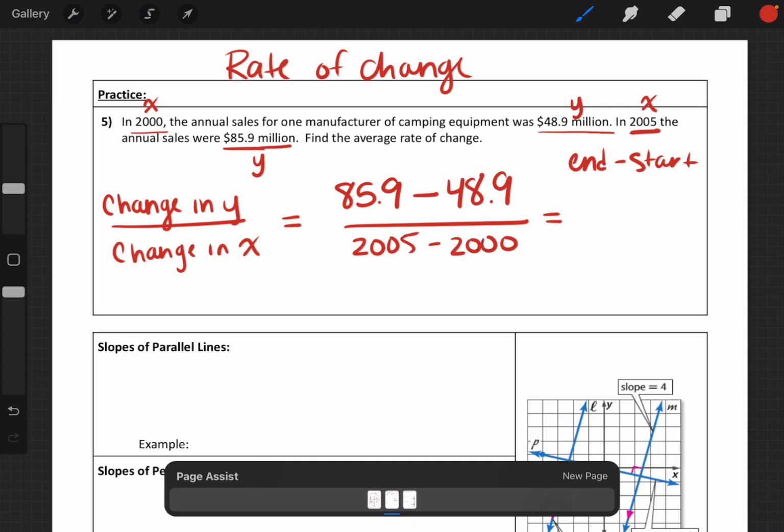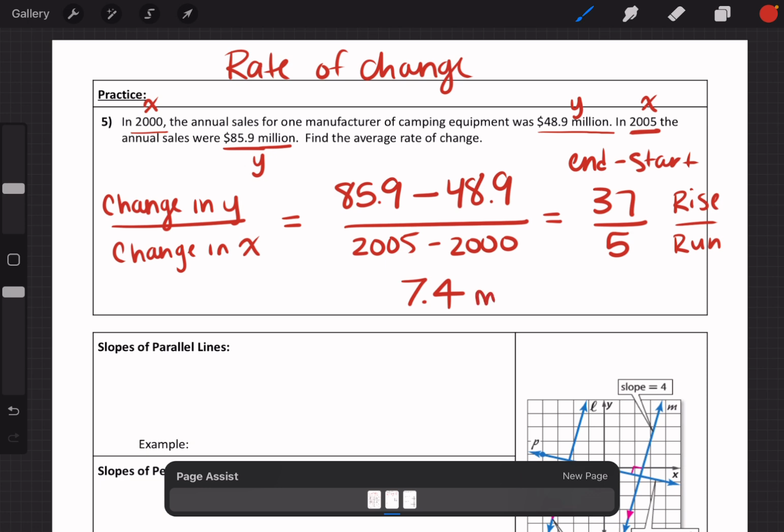And then we're going to do the math. So we got 85.9 minus 48.9. I got 37 on the top. On the bottom, I've got 2005 minus 2000. That is 5. So if we're talking rise over run, we would want to leave it as a fraction. But in terms of this story problem, we're going to want to make it a decimal. When we divide it, we get 7.4.